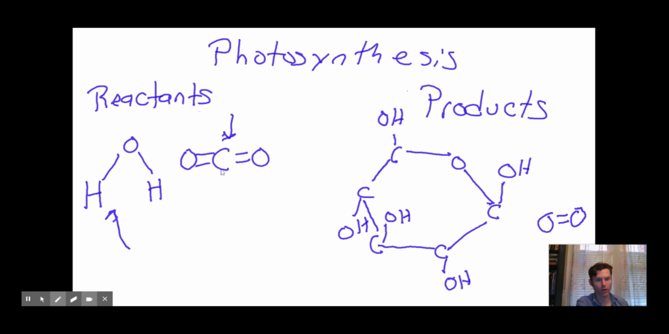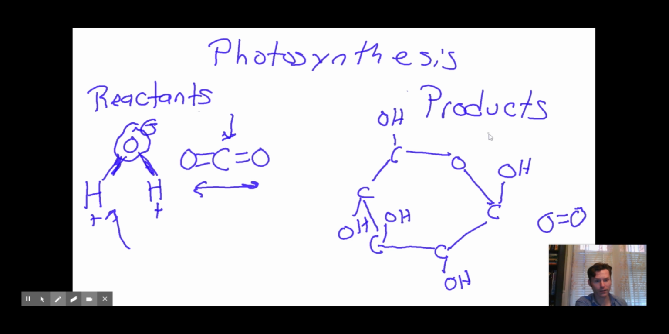Okay. The double bonds in this carbon dioxide keep it nice and linear, so it's a very straight molecule, whereas the single bonds in this water allow it to bend like this, and that's what allows water to be polar, because this oxygen is highly electronegative, so it has a little bit of an electric charge up here, and down here has a little bit of a positive charge.